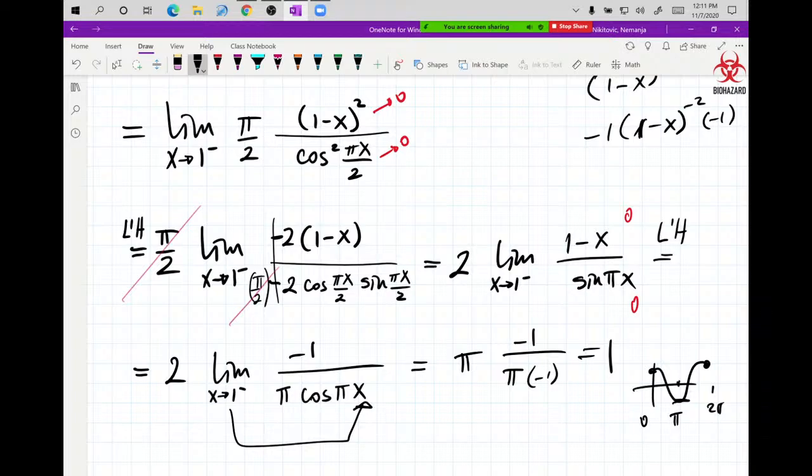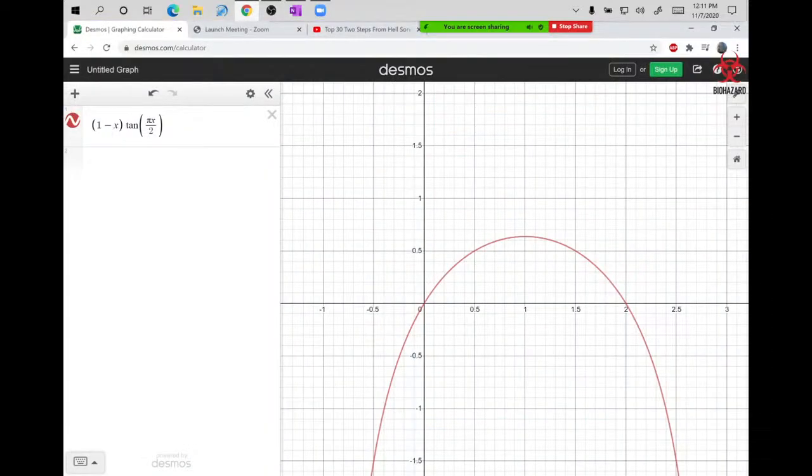And the derivative is -1, and then derivative on the bottom is this, so this is now 2. So it's 2 over pi. Now let's check our graph one more time. It needs to be about 0.6.